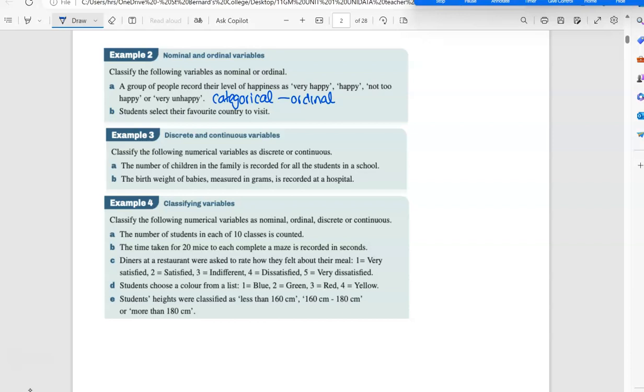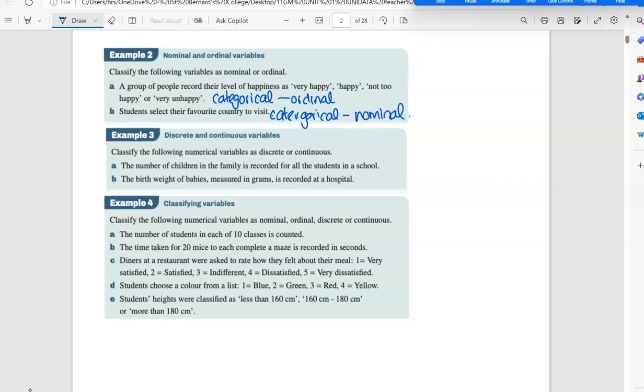All right, students select their favorite country to visit. Is that a category? Yes. And what is it? Nominal. Good. Oh, sorry, I spelled that wrong. Categorical, and this one's nominal. All right, let's keep going.